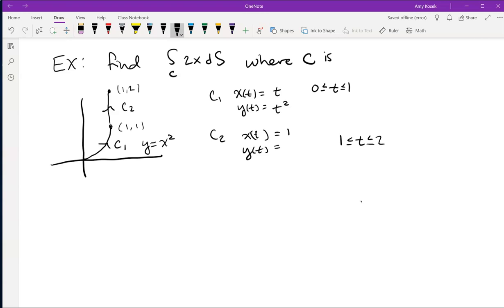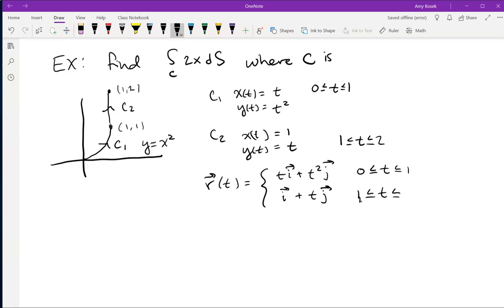So for y to vary from 1 to 2, we can just let y be t. So what that means then is my curve r of t is this piecewise curve. The first piece would be t i plus t squared j, and that's for t from 0 to 1. And then our second piece would be 1 times i, so just i, plus t times j, and that would be for t from 1 to 2.